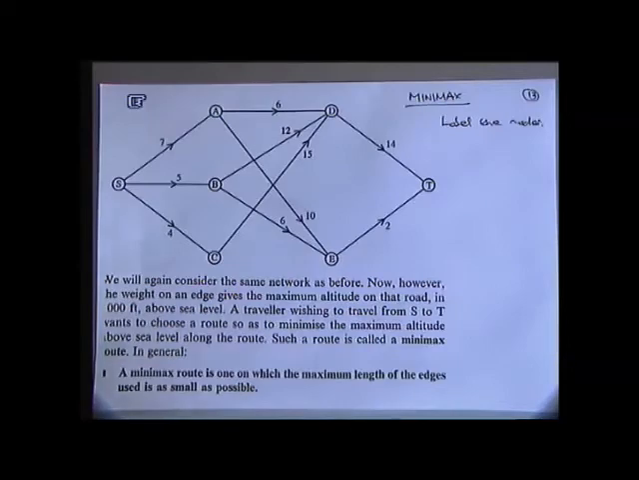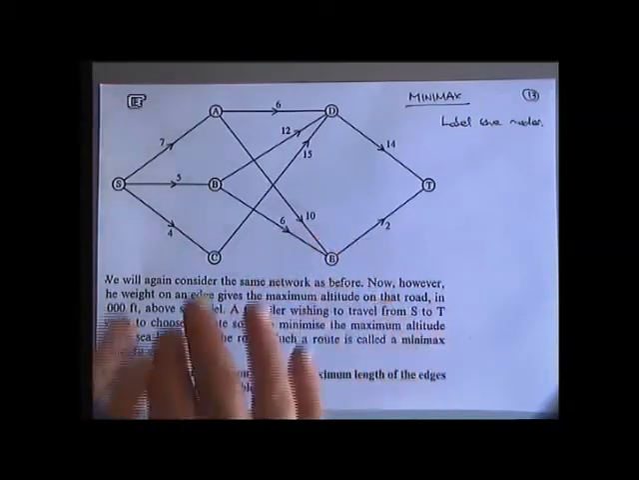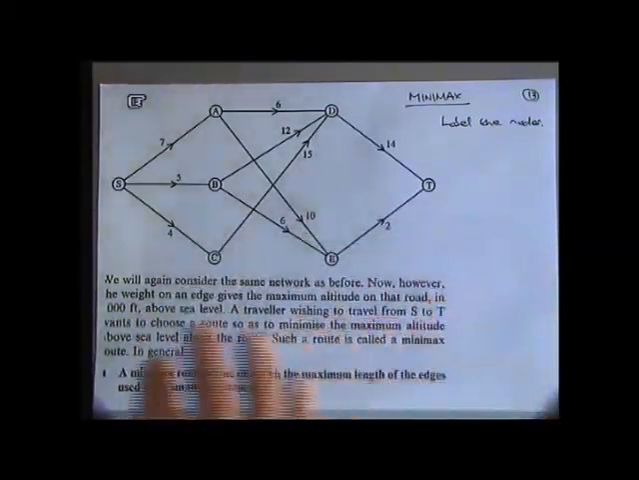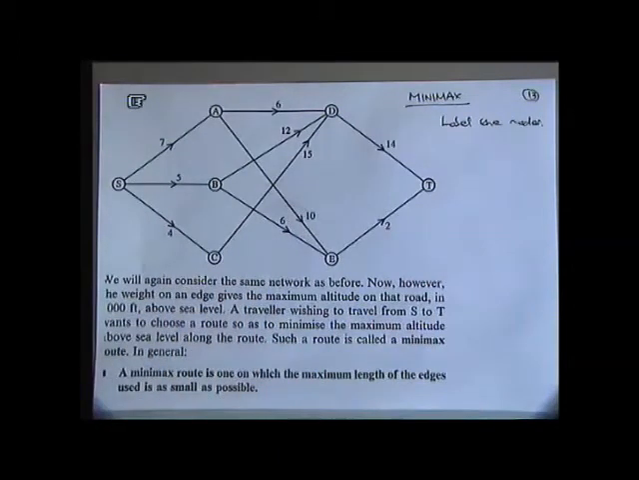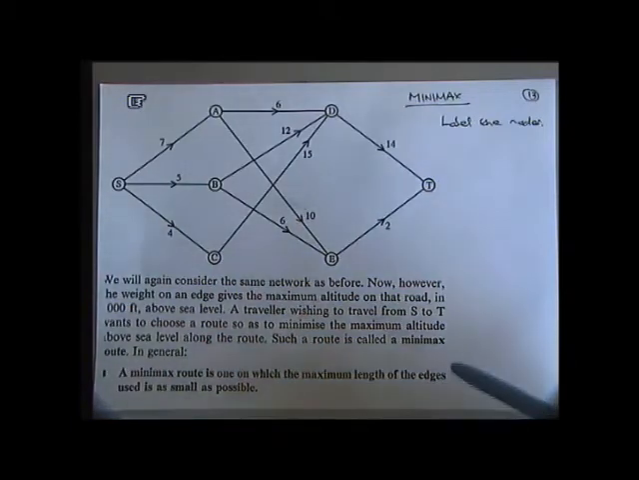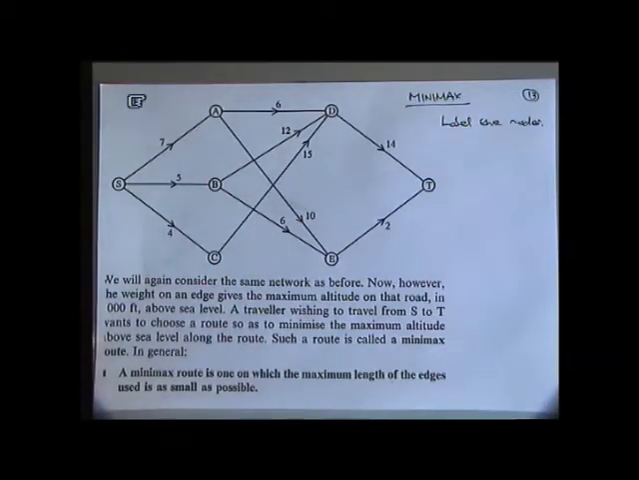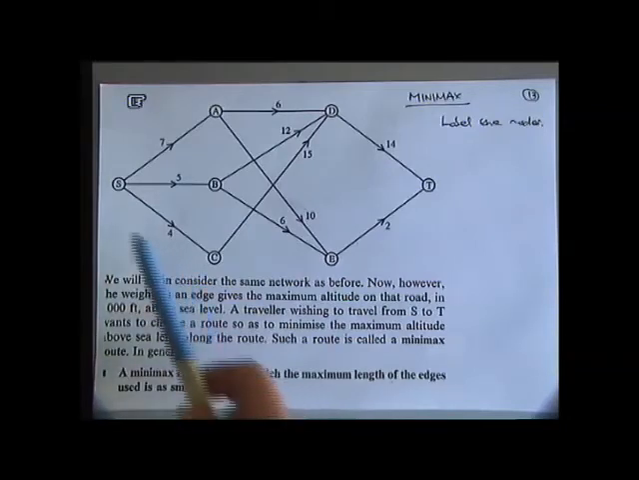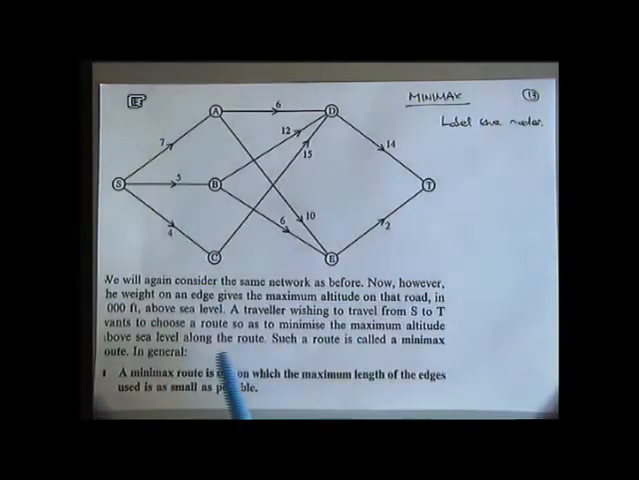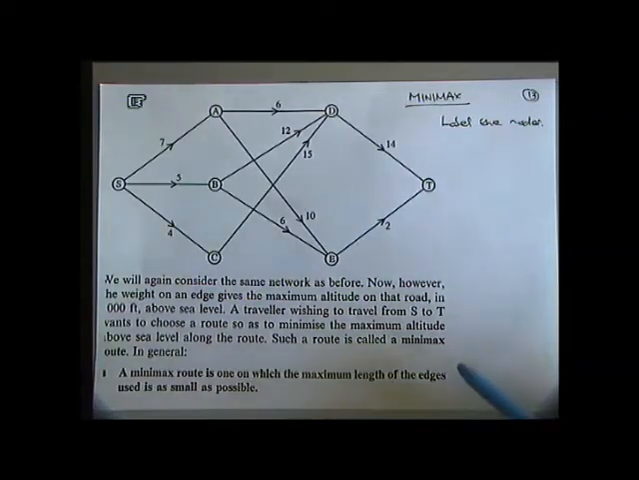Afternoon, we've got a different problem to look at first of all. It's a network that has appeared in this book before. We've got now the weights on the edges giving the maximum altitude on that road in 1,000 feet above sea level. A traveller wishes to travel from S to T. They want to choose a route so as to minimise the maximum altitude above sea level along the route. They want to minimise their maximum. This is an example of a minimax question. We haven't yet done a minimax question.